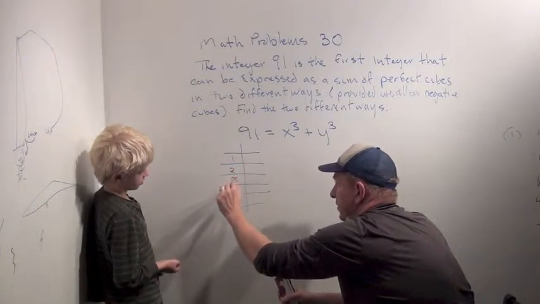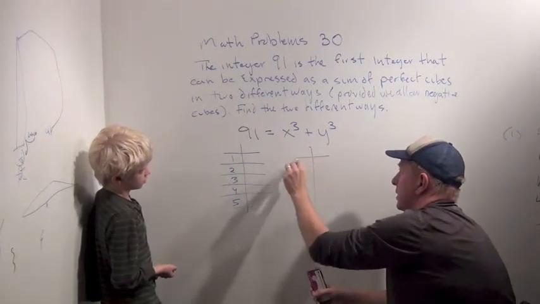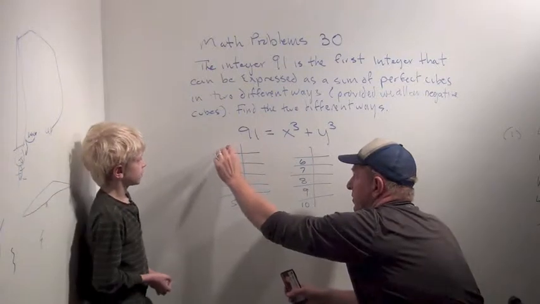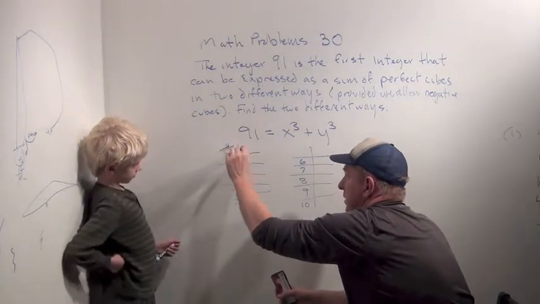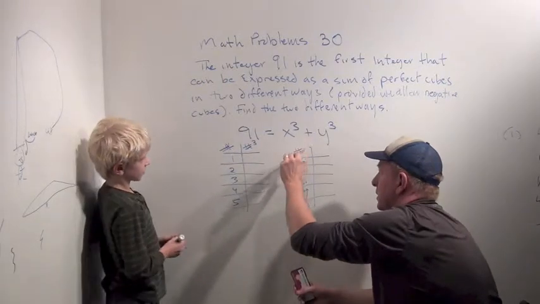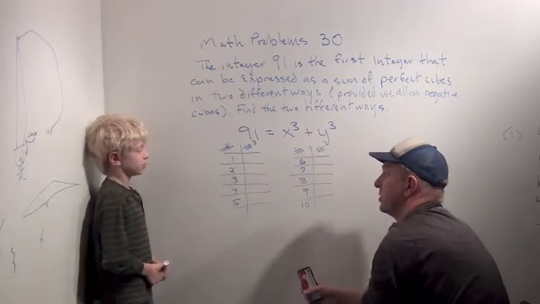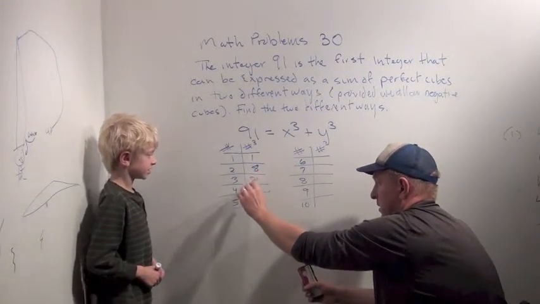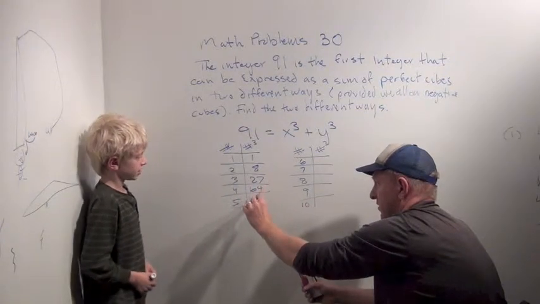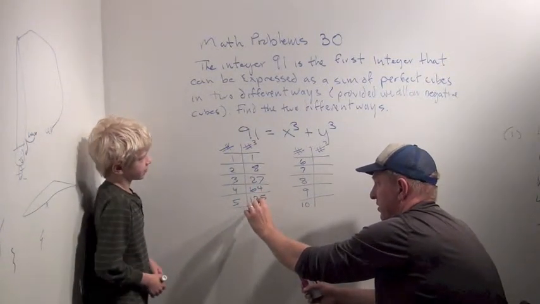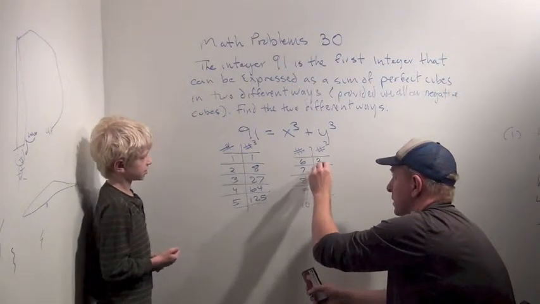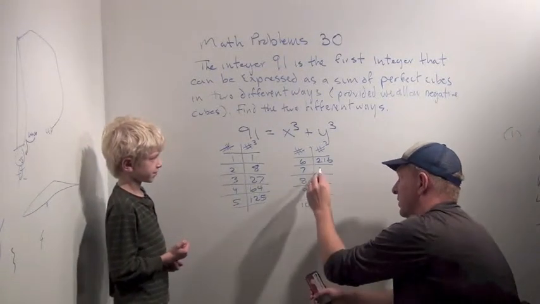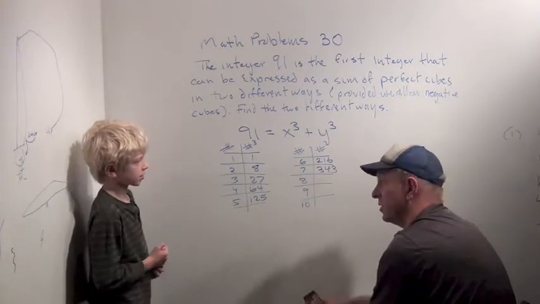Okay, 1, 2, 3, 4, 5, 6, 7, 8, 9, 10. We'll call this the number and then the number cubed. What's 1 cubed? 1. 2 cubed? 8. 3 cubed? 27. 4 cubed? 64. 5 cubed? 125. 6 cubed? 216. 7 cubed? 343. Good job. Do you know what 8 cubed is?